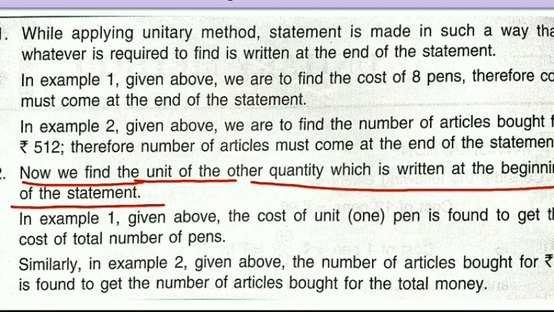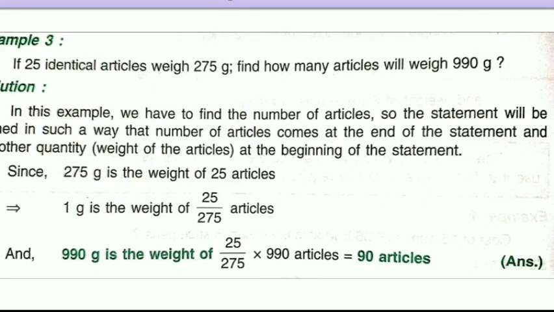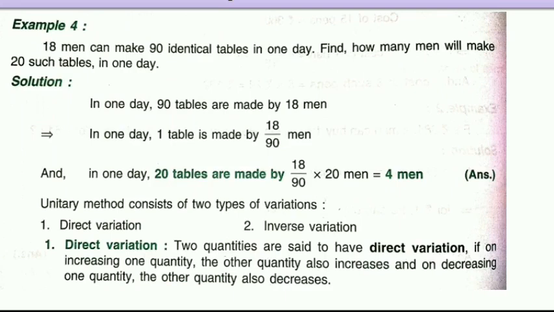Now we have understood these things. Some examples are there, you will try to do. Just try to do. If you face problem, then you see the solution. At first you try to solve the example yourself. Now example 4, this also you try to do yourself. Otherwise let me explain one example: 18 men can make 90 identical tables in one day.